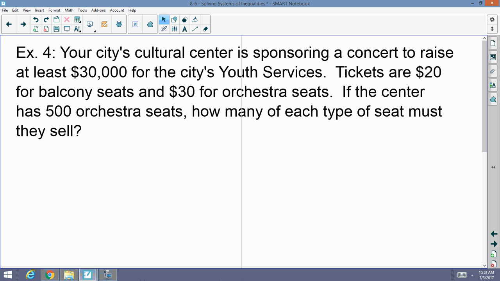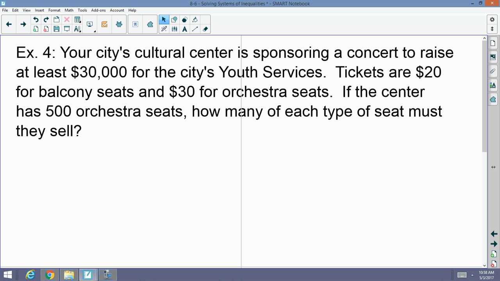Okay, for example, your city's cultural center is sponsoring a concert to raise at least $30,000 for a city's youth service. Tickets are $20 for balcony seats and $30 for orchestra seats. If the center has 500 orchestra seats, how many of each type of seat must they sell?